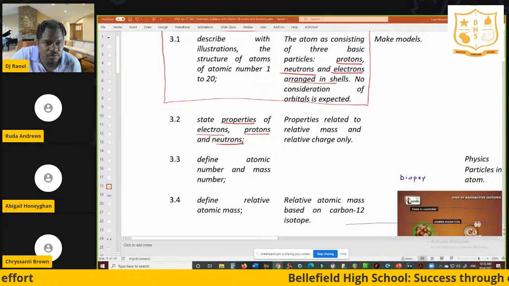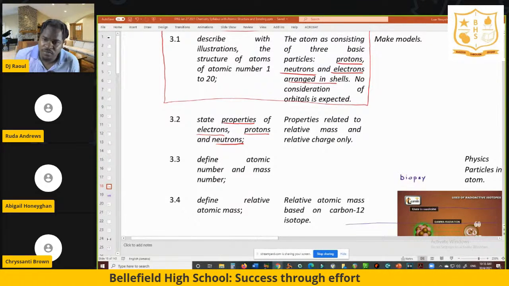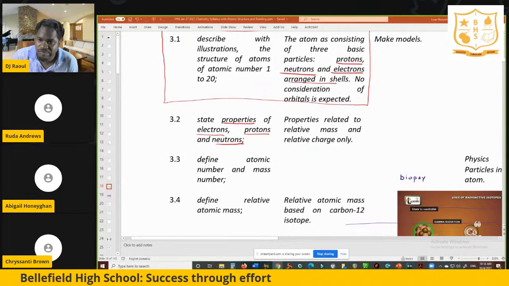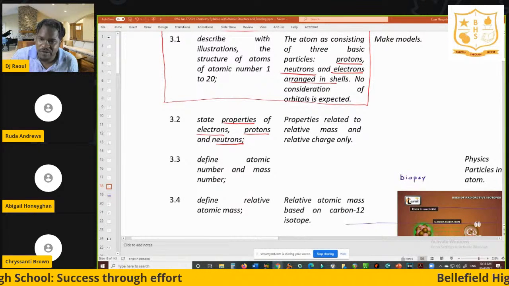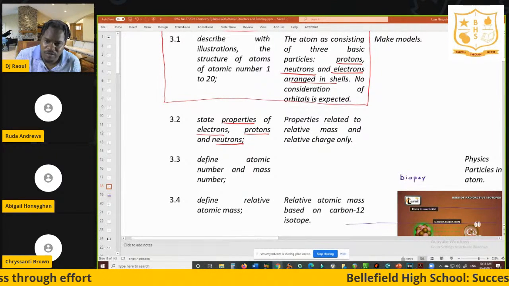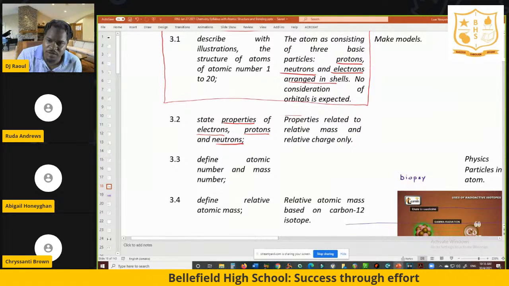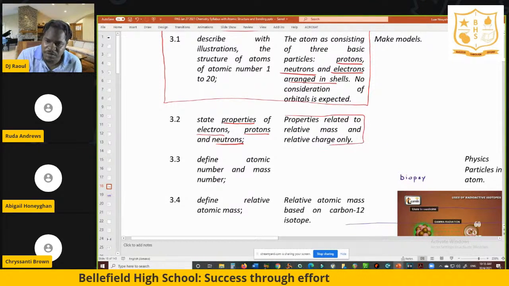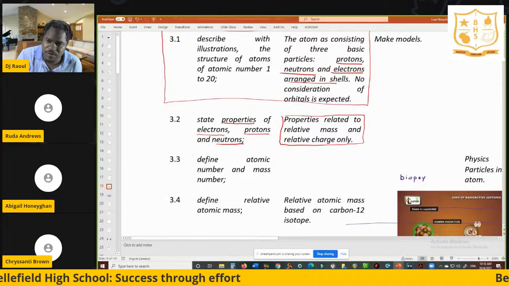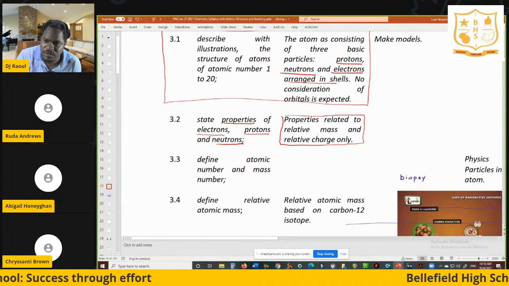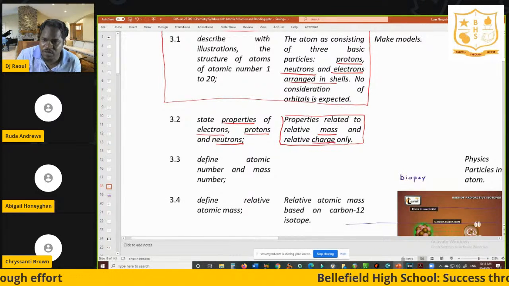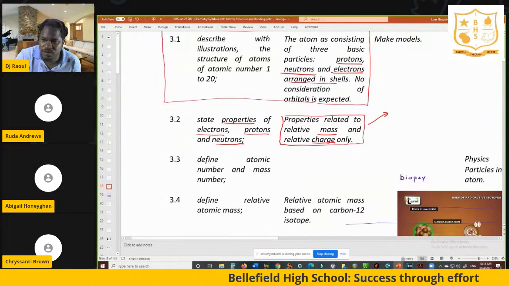So electrons is equal to the number of protons. All right. That is true. But let's go further here. This part says properties related to the mass and charge. Mass and charge only. So in other words, yes, go ahead.